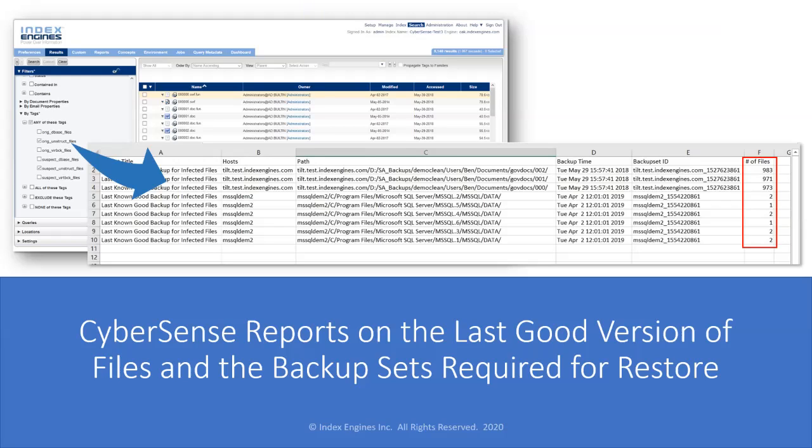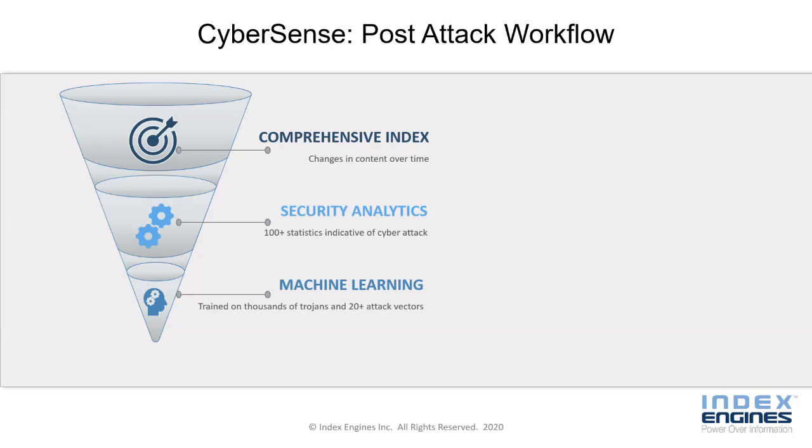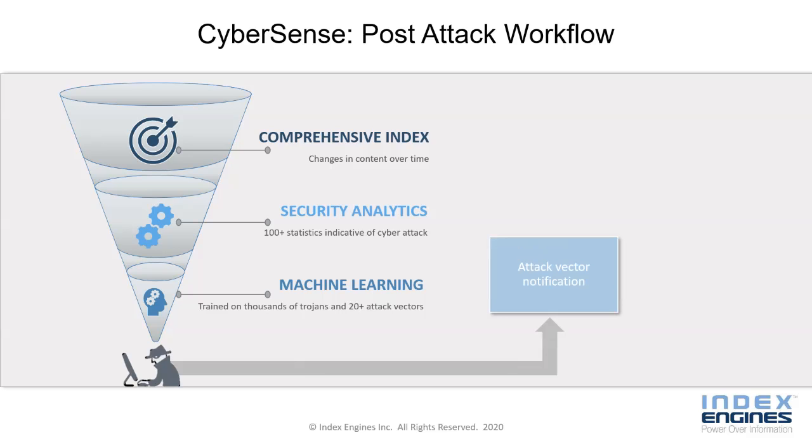So how do we get here? Like I said, CyberSense creates a comprehensive index of your data, how it changes over time. We talked about that. Over 100 security analytics. We talked about that. And then machine learning that's trained on thousands of Trojans and over 20 attack vectors. Again, we talked about that. So when data corruption occurs, what CyberSense kicks out is the attack vector notification. It'll tell you what attack is being executed on your data. It'll kick out the full listing of files and the full file path and file name that have been corrupted.